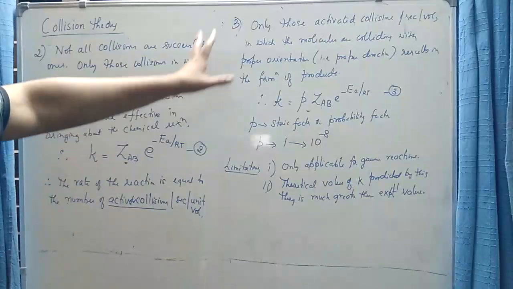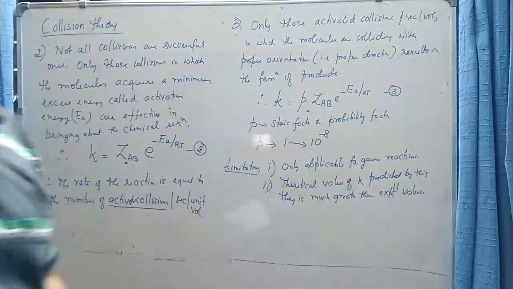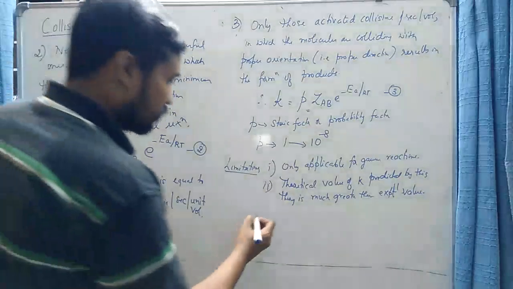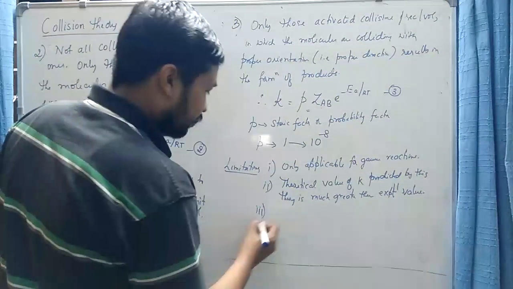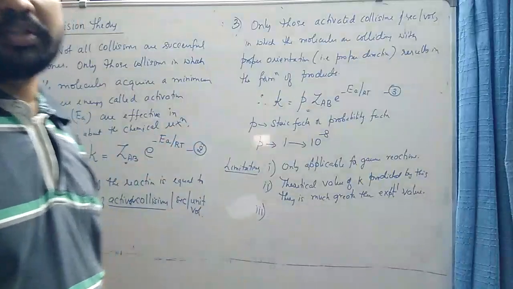So in spite of all these attempts, the value of K predicted by this theory is still much greater than the experimental value. And the difficulty of this theory is that it does not exactly tell us the procedure for calculating this probability factor P.